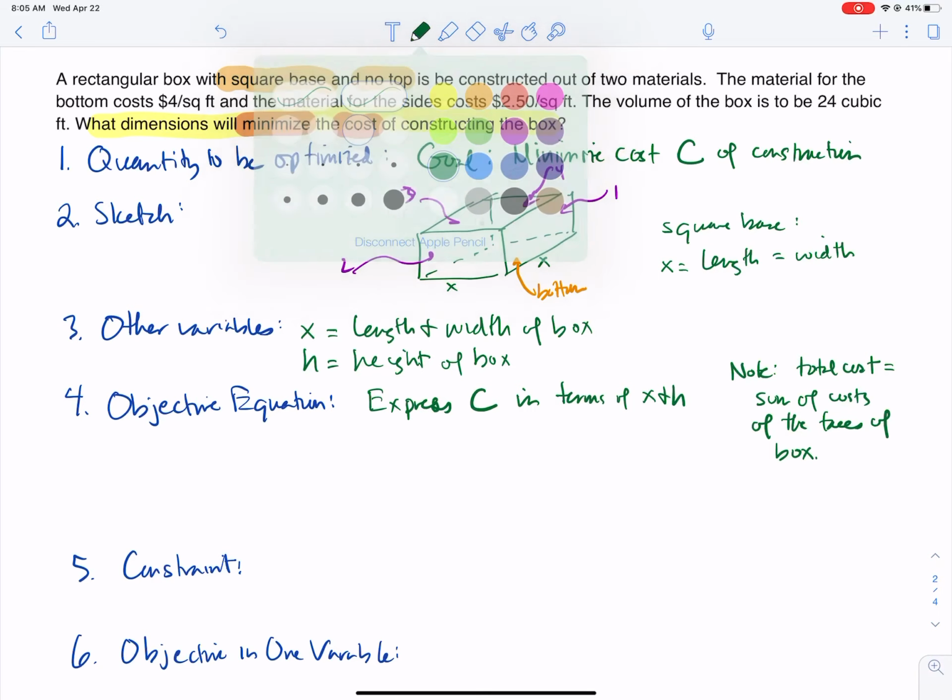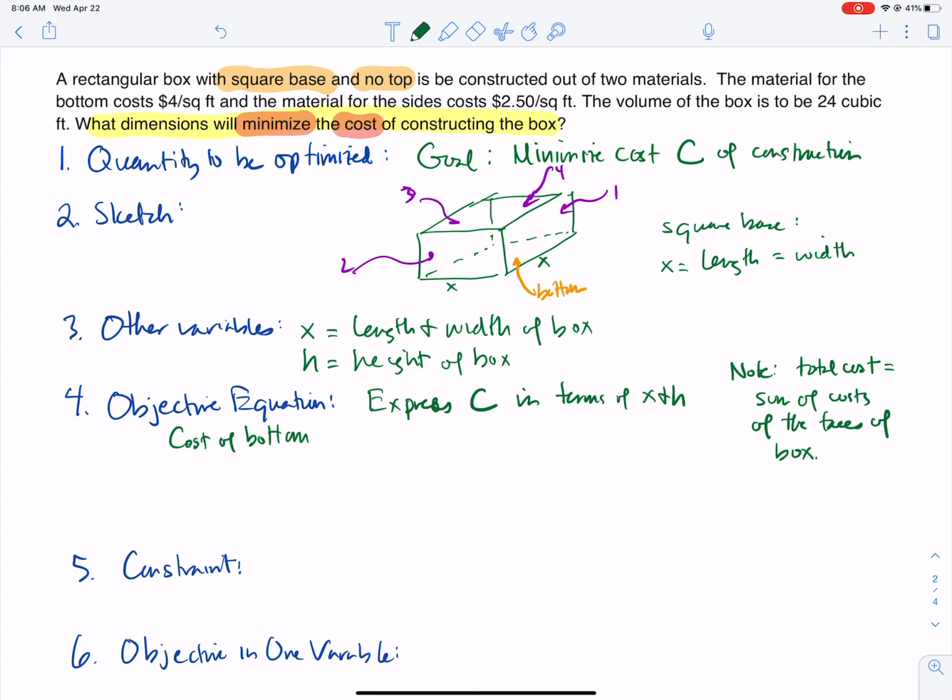And so let's try to think about how I would construct the cost of the bottom. Well, if it costs $4 per square foot, suppose I told you that the area, the surface area of the bottom, was 7 square feet. So if it cost me $4 per square foot and I had 7 square feet, that would be 4 times 7, or $28 that it would cost. And so apparently I'm going to multiply the cost per unit area times the area.